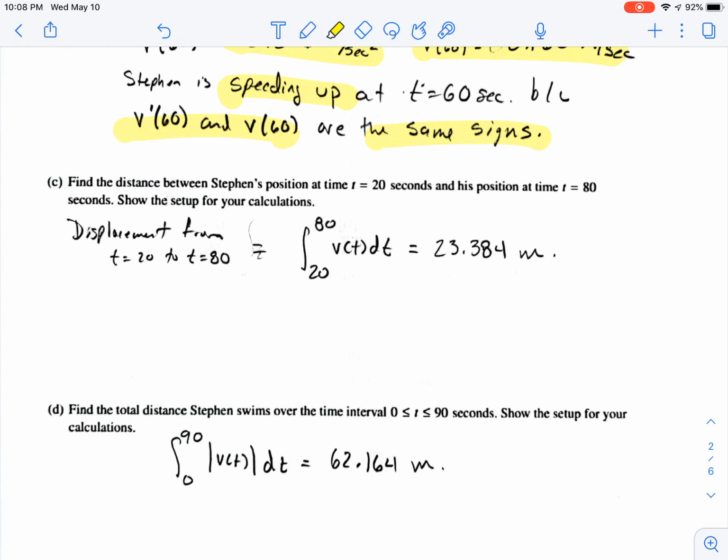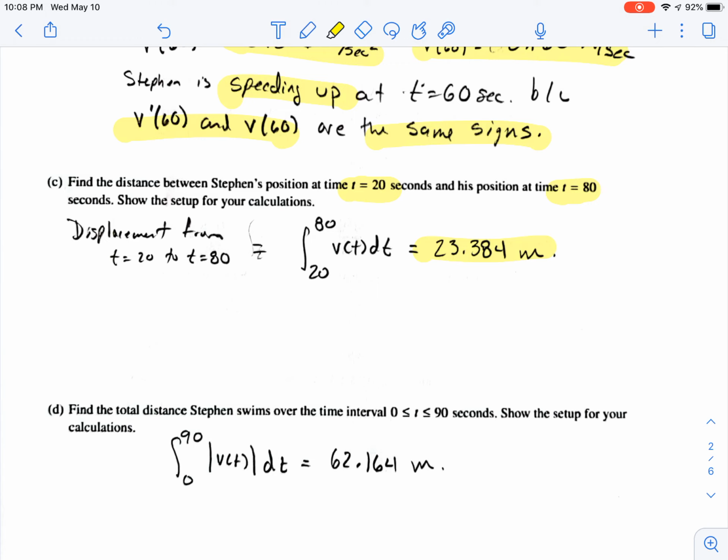This next one is find the distance between his position at 20 and 80. There's a couple ways to do this one. I think the easiest way is just find the displacement from 20 to 80, and that's your change in position. And so if you do that, you end up finding out it's 23.384 meters.